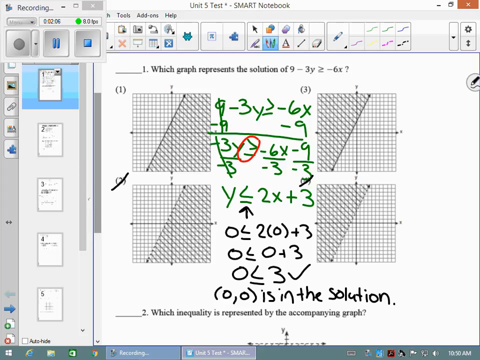So if we look, here's point 0, 0, here's point 0, 0. Which one has 0, 0 in our solution? That would be choice 1. This question, if you also wanted to, you could have plugged in 0, 0 in the original equation, just to double check to make sure that you solved correctly, and remember to flip your sign.